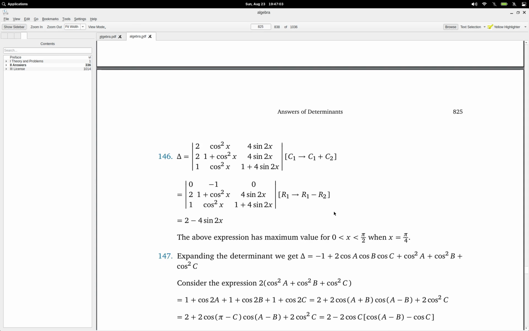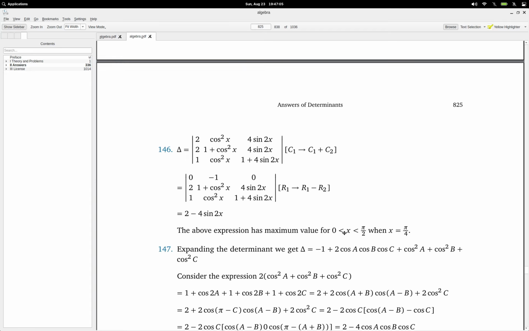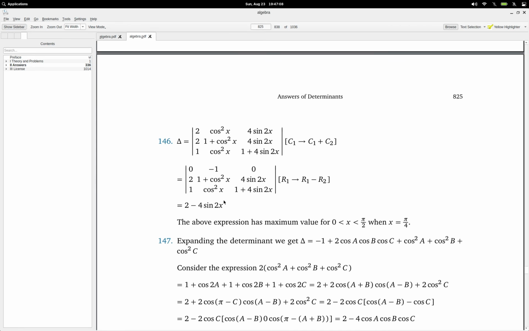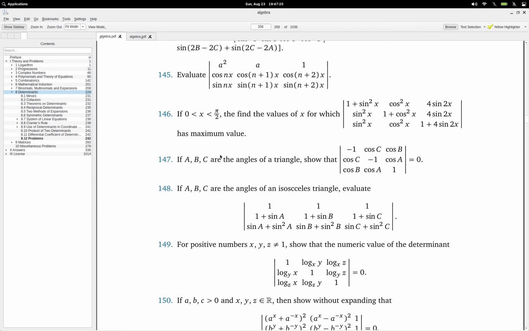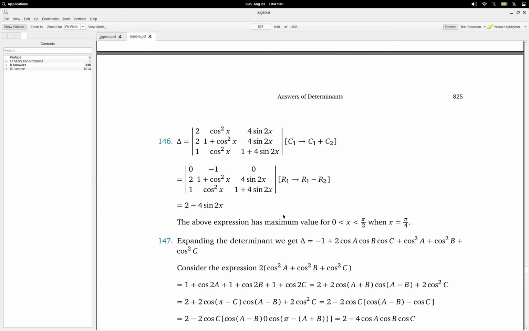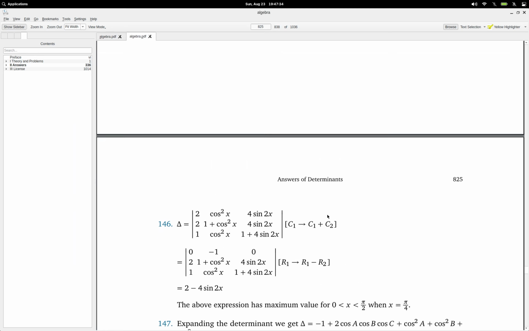I'm sorry for question 146. It is not quite the correct answer. This should be pi by 2, but x should be less than pi by 2, so it should tend to pi by 2 actually. So this pi by 4 is true. This answer is true if we want to find the minimum value. It may be the case that I made a mistake of having maximum value instead of minimum value. This answer is true for minimum value, not for maximum value.